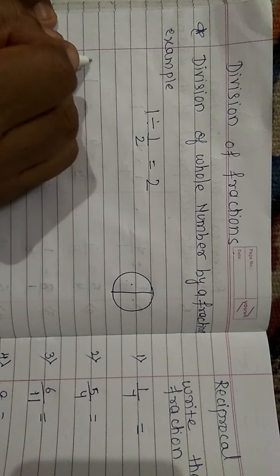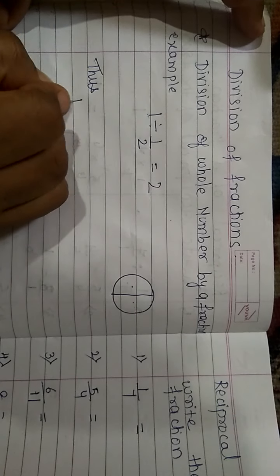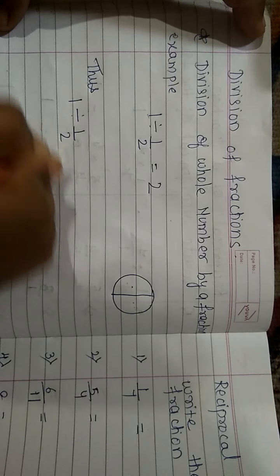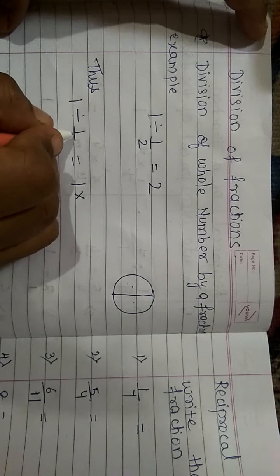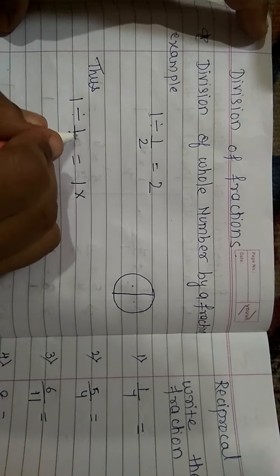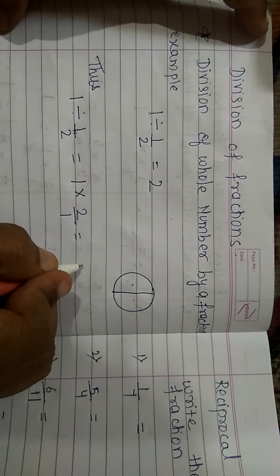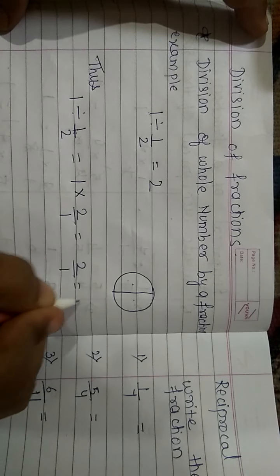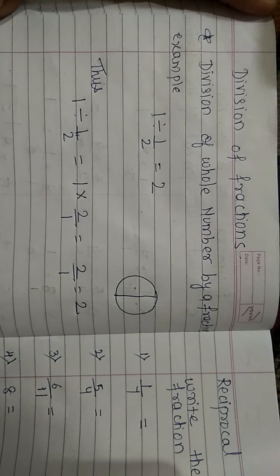Now children, thus we can say that 1 divided by half is equal to 1 into the reciprocal of this part. 2 by 1 will give me 2 upon 1, that is equal to 2 parts. Understood children how to solve this question?